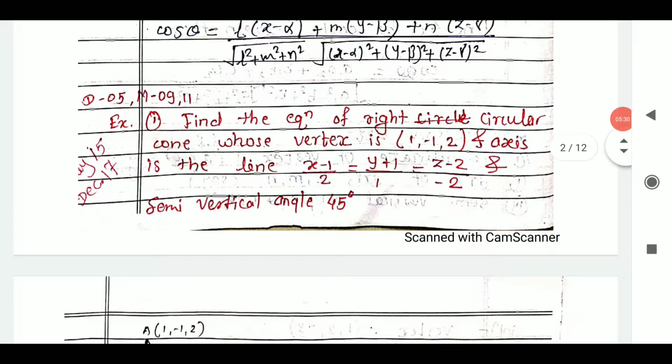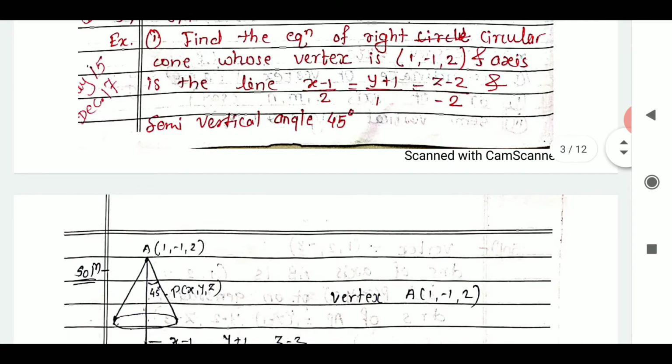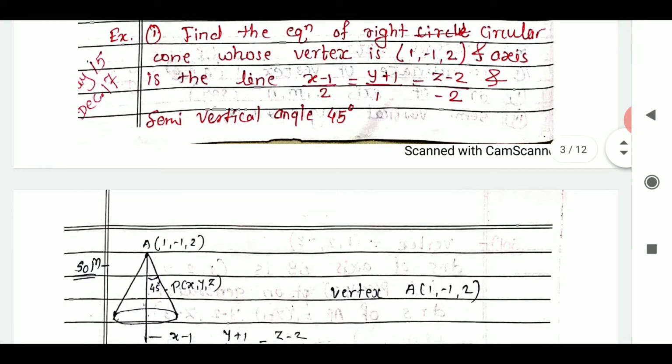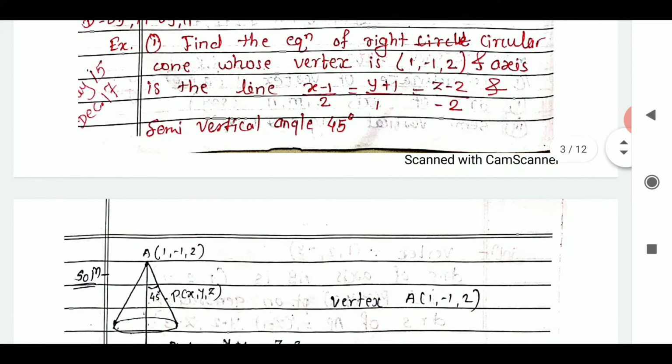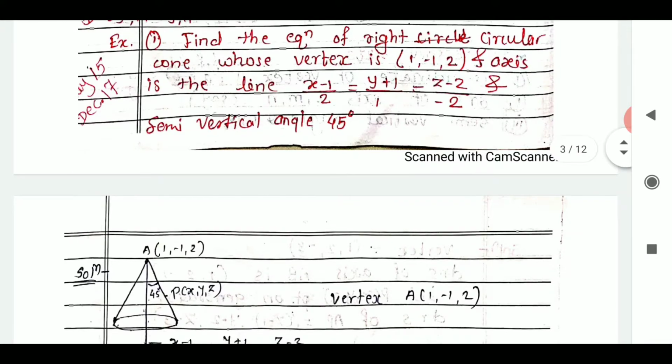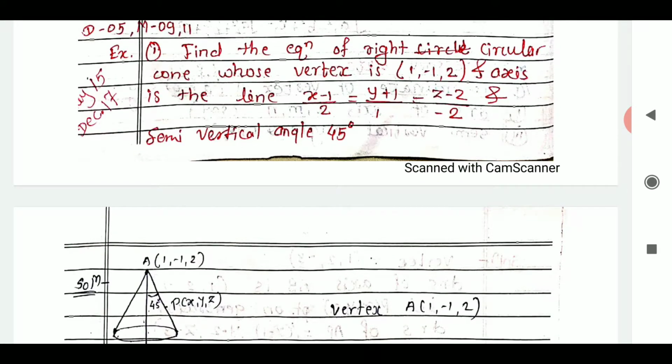Now we see an example of how to find the equation of a right circular cone. For finding this, we need the vertex, angle theta and the axis line. Now if we see the first example: find the equation of the right circular cone whose vertex is (1, minus 1, 2) and the axis is the line (x minus 1) upon 2 equal to (y plus 1) upon 1 equal to (z minus 2) upon minus 2, and the semi-vertical angle is 45 degrees.